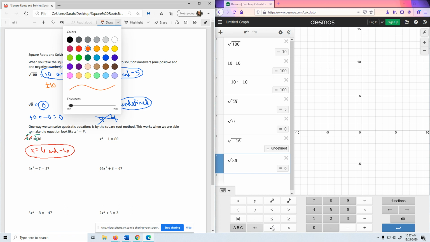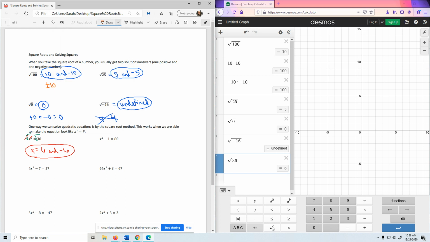Like I said, for the rest of these, we need to get x squared by itself first. So undo anything that's not involved with the x squared. So for this next problem, I need to undo that -1 by adding 1 to both sides. When I do that, this side is now just x squared. 80 plus 1 is 81.